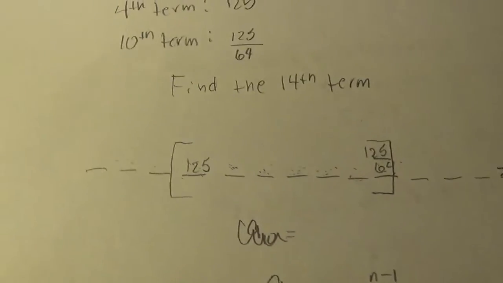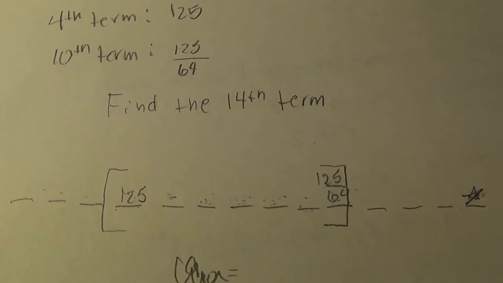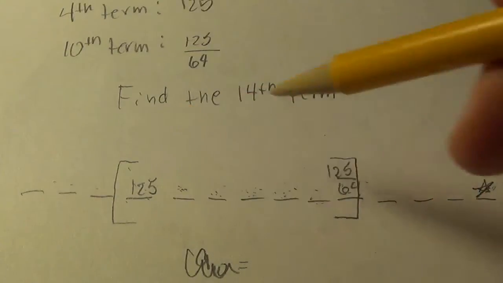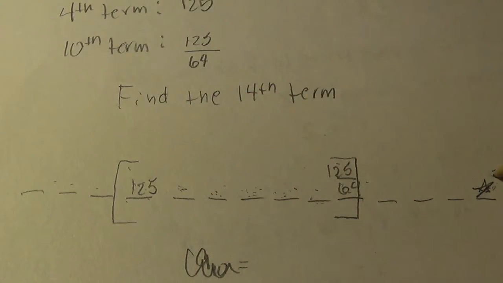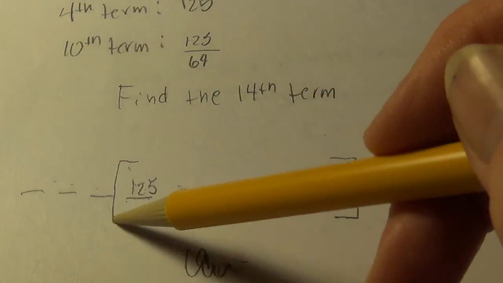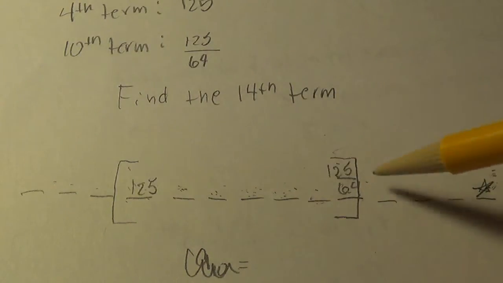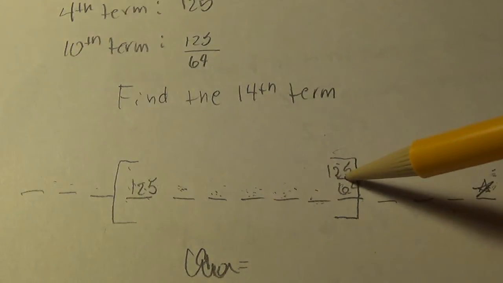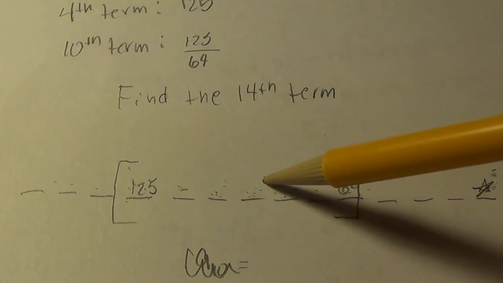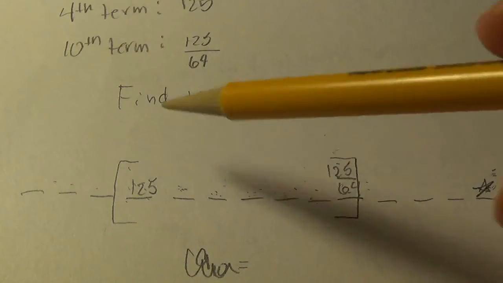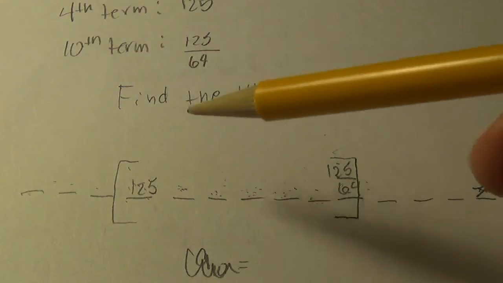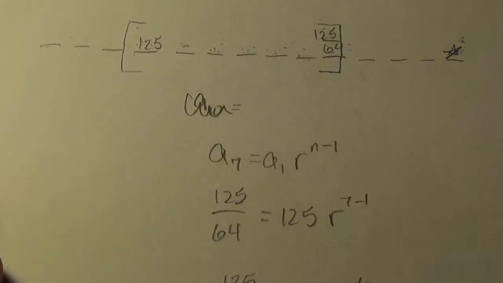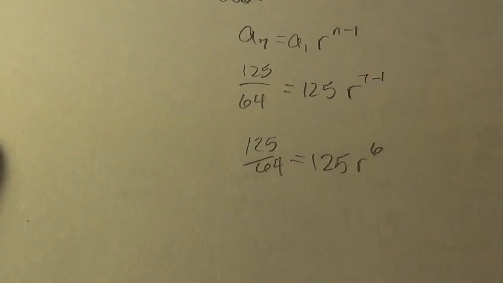So again, recapping, the question started with giving me a fourth term and a 10th term, and wanted to know the 14th term. But I see that I have information in between here. So I'm going to pretend this is the first term and this is the seventh term. The same r will operate inside this little sequence as well as this larger one, and that's what I really need to know. I need to know what r is. So back to work here. Is this something I can solve?